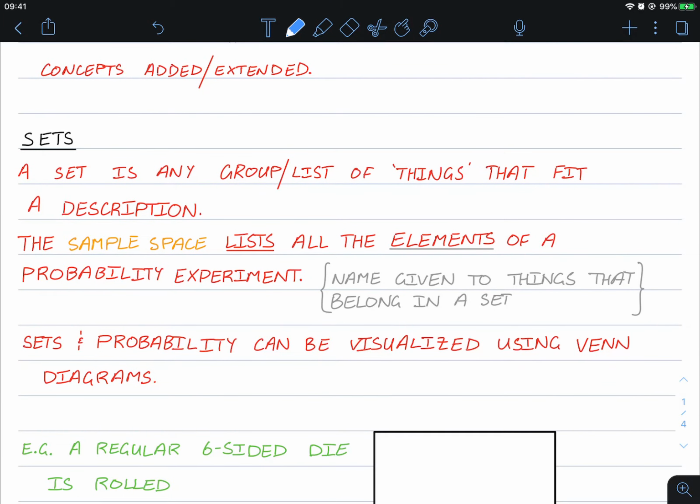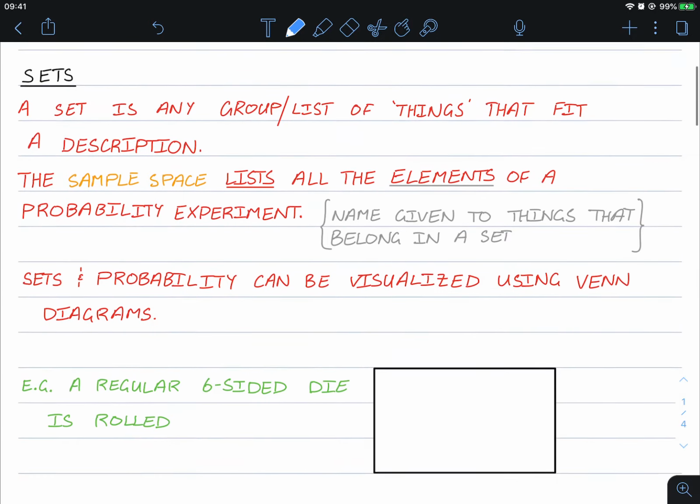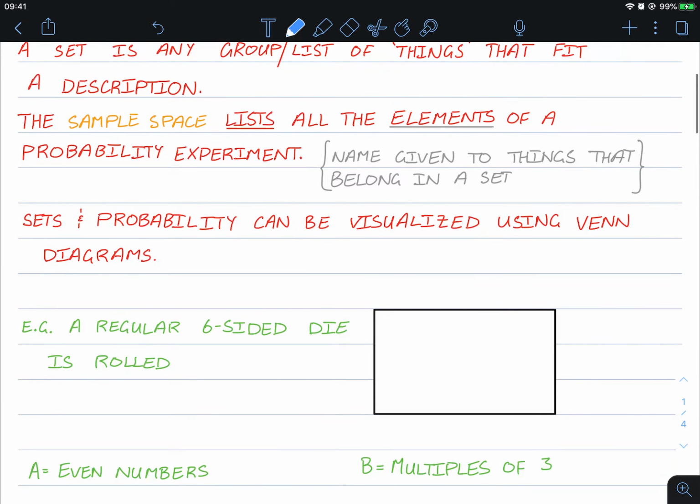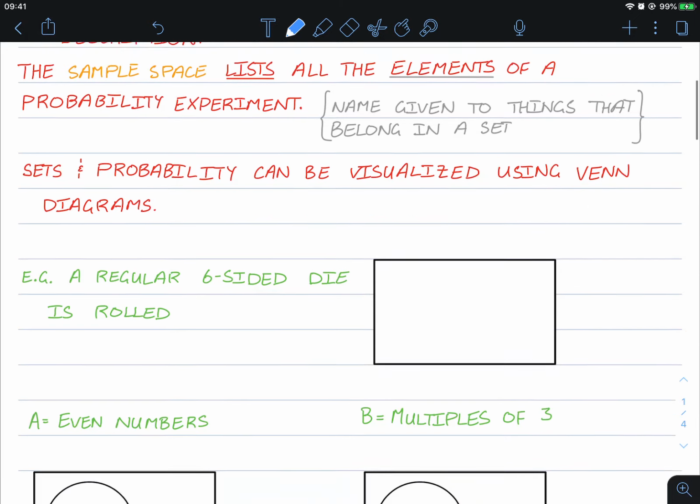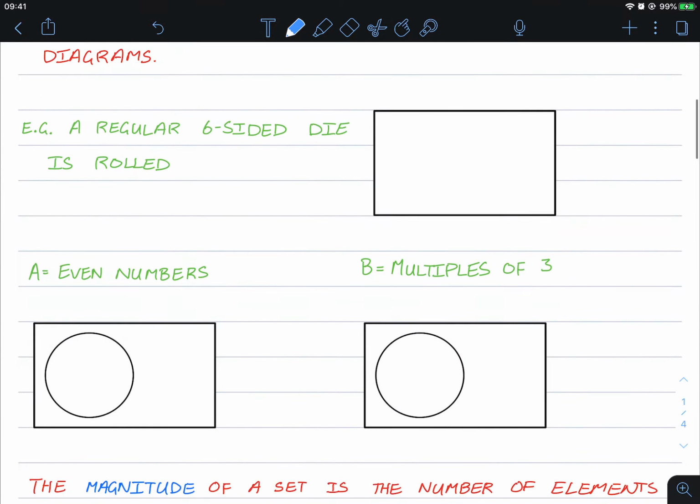Sets. A set is any group or list of things that fit a description. The sample space is a set that lists all the elements of a probability experiment. Elements is just a special name given to things that belong in a set. Sets and probability can be visualized using Venn diagrams, among many other things, but we'll be using Venn diagrams pretty frequently in this video. So for example, let's say we have the probability experiment of throwing a six-sided die.